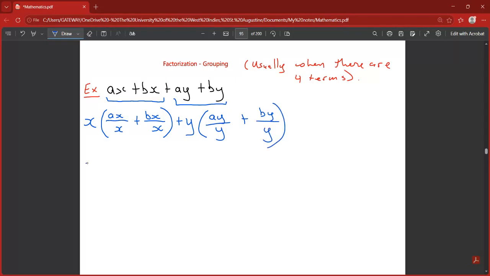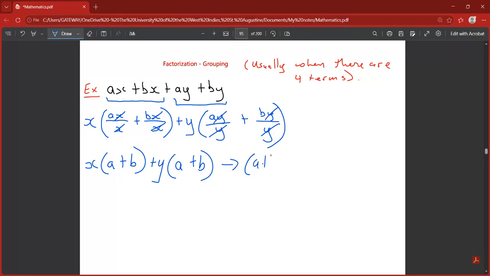So now you're going to write back X. If you have AX divided by X, the X cancel off, you will get A. Put your plus sign. BX divided by X, the X cancel off, you will get B, close bracket. Put your plus Y, open bracket. AY divided by Y, the Y cancel off, you will remain with A. Plus sign. BY divided by Y, you cancel off the Y, you will remain with B. So now you're going to have A plus B and X plus Y, and that is our answer there when you factorize via grouping.